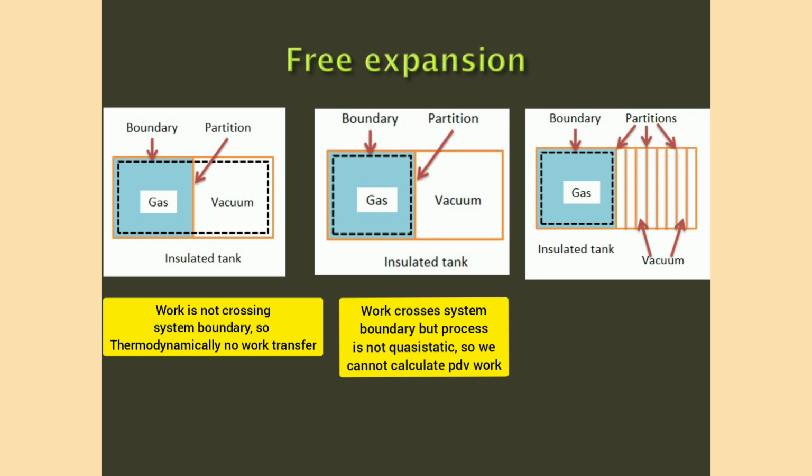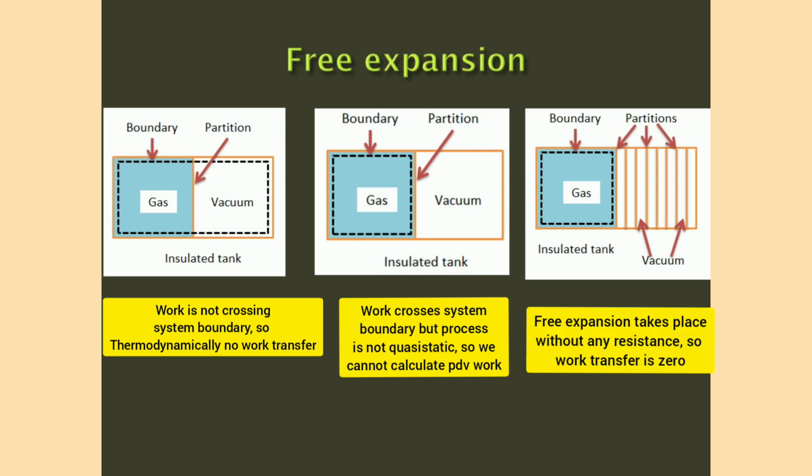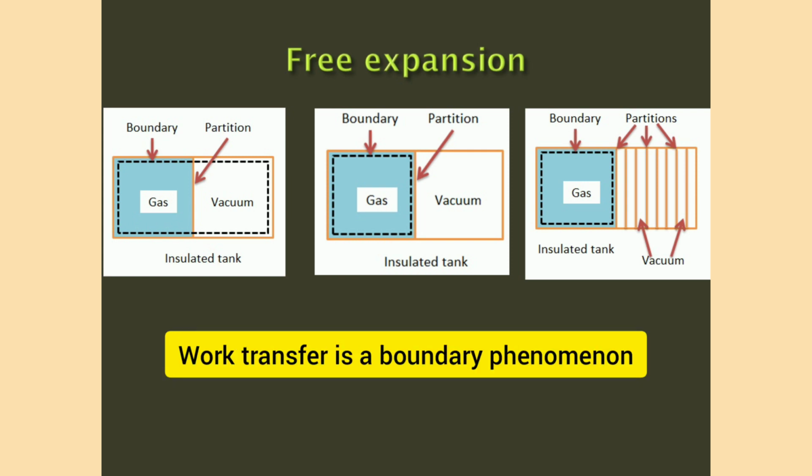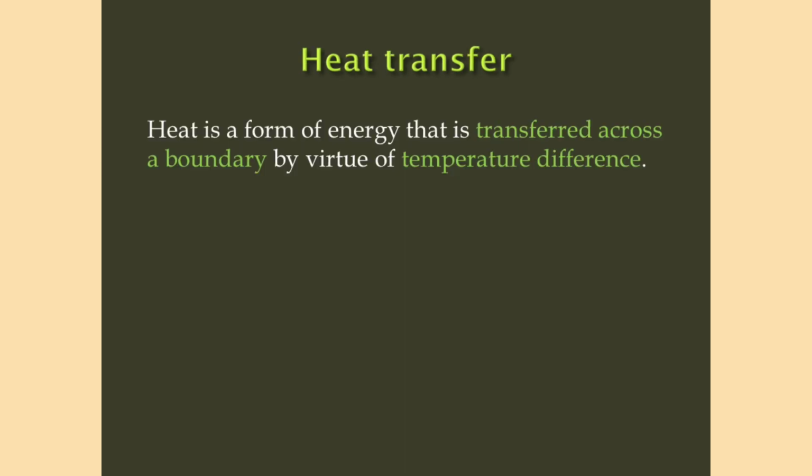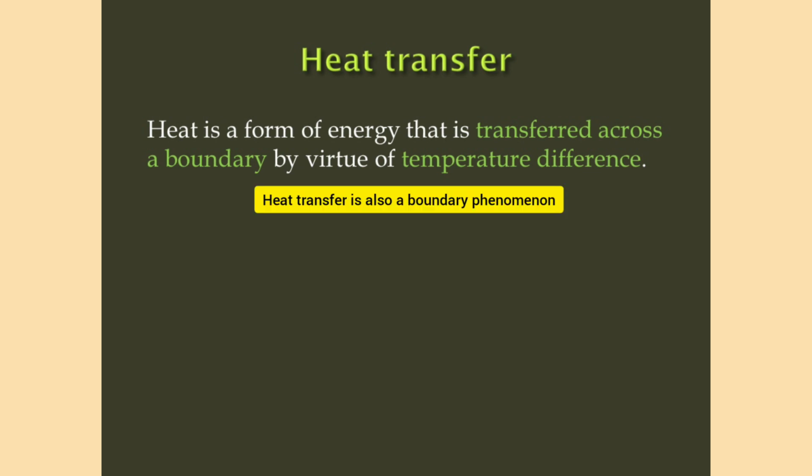Now I am removing the partitions one by one. Therefore the gas expands slowly and I made the process quasi-static. But here the gas is expanding against vacuum without any resistance. Work is done by a system to overcome some resistance. Therefore, we can conclude that there is no work transfer in free expansion. Remember, work transfer is a boundary phenomenon and we can identify it only when it crosses the boundary of the system.